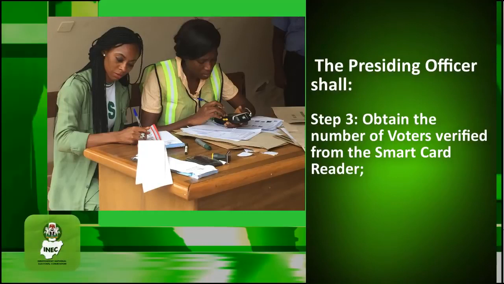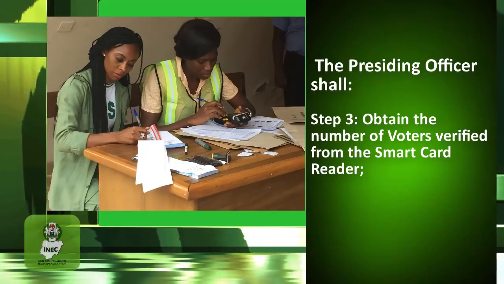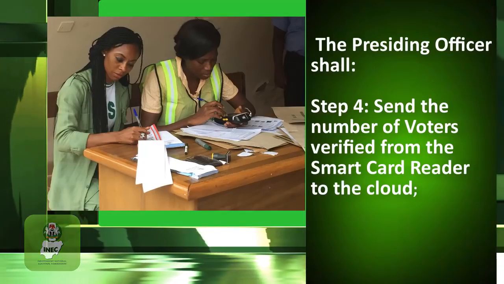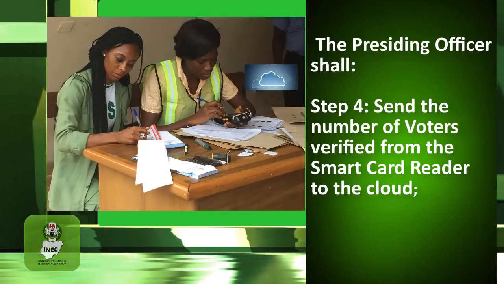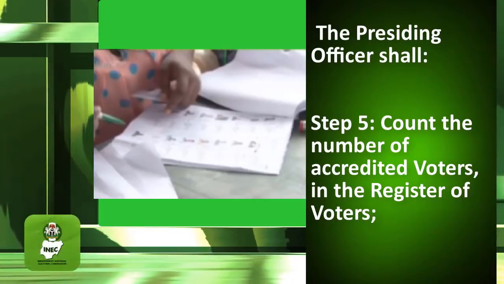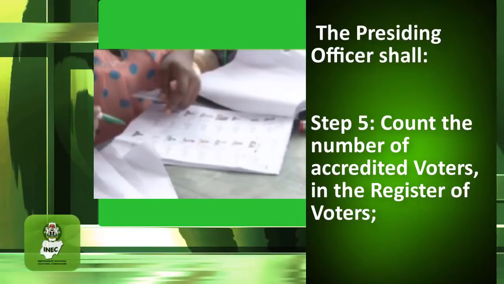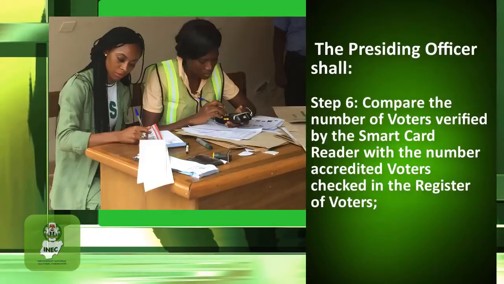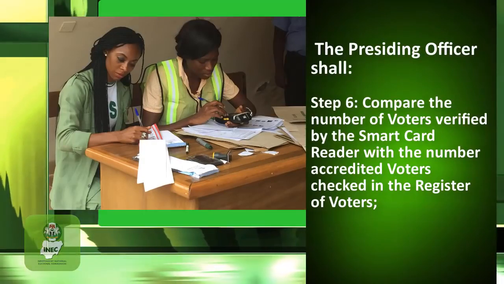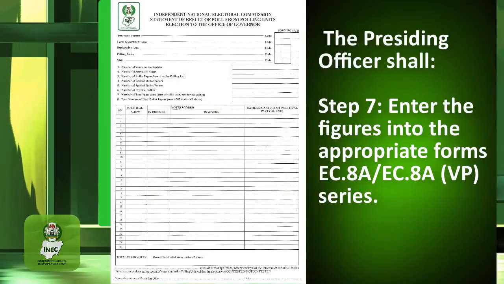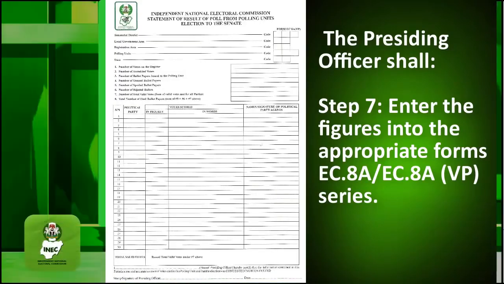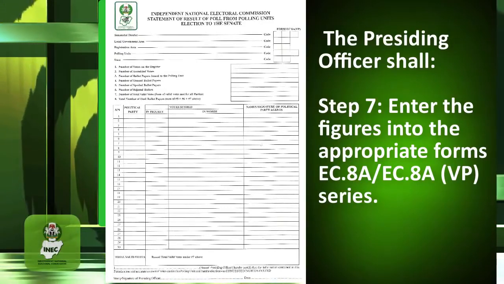Step 3. Obtain the number of voters verified from the smart card reader. Step 4. Send the number of voters verified from the smart card reader to the cloud. Step 5. Count the number of accredited voters in the register of voters. Step 6. Compare the number of voters verified by the smart card reader with the number of accredited voters checked in the register of voters. Step 7. Enter the figures into the appropriate forms, EC8A or EC8A VP series.